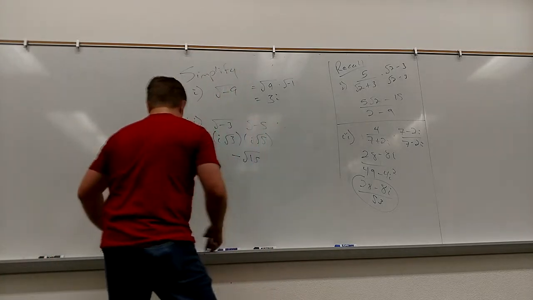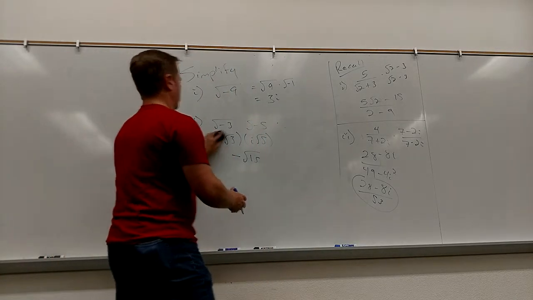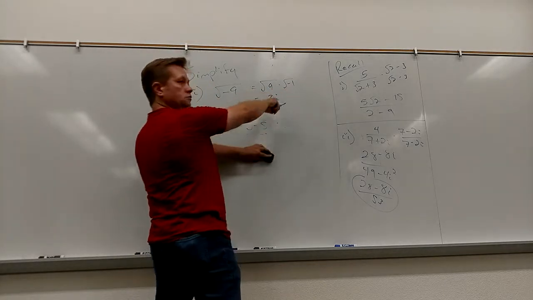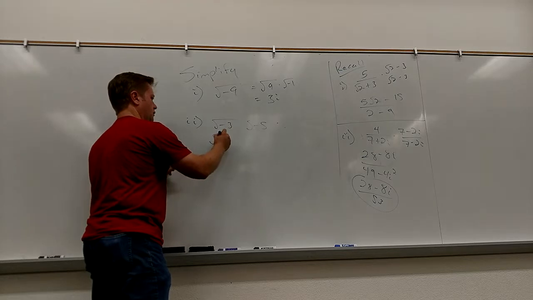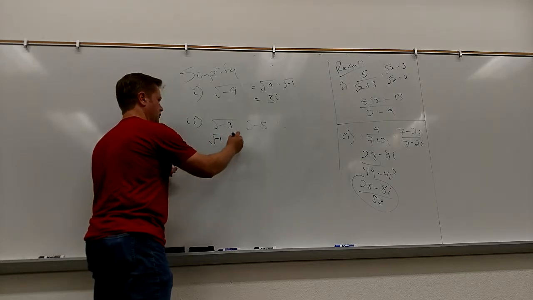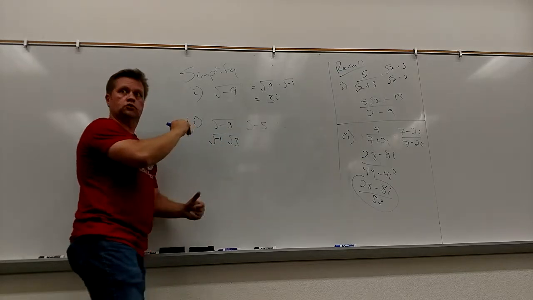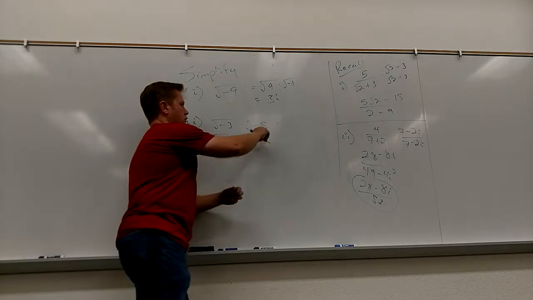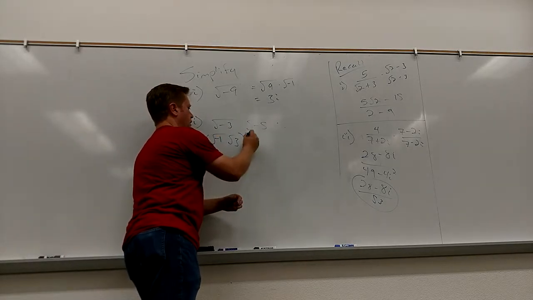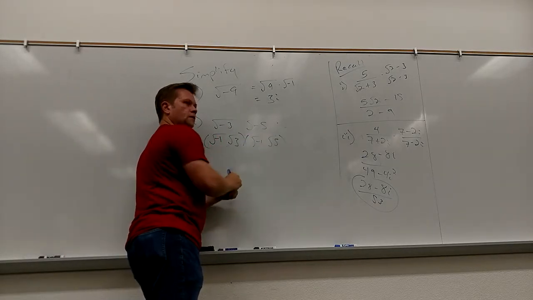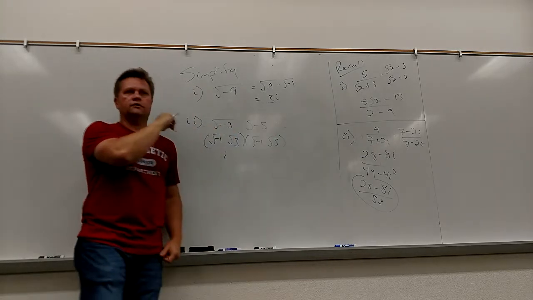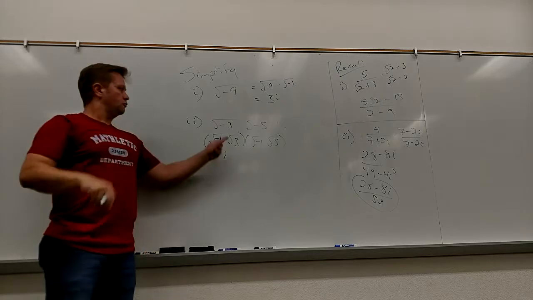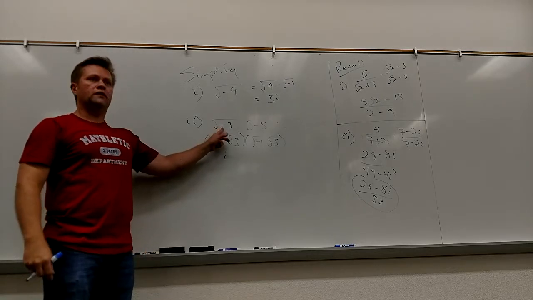I'm confused where you're getting the i from. Same place I got the i from here. Exact same place. What's the square root of negative 3? It's the square root of negative 1 times the square root of 3. And the square root of negative 5 is the square root of negative 1 times the square root of 5. What's the square root of negative 1? i. So I'm not pulling a negative out. I'm simplifying the square root of negative 1. It's i.